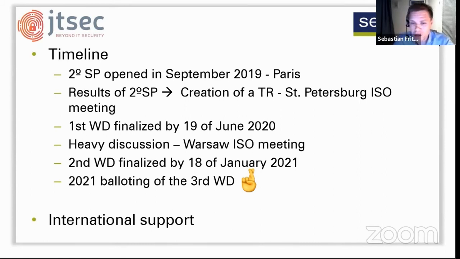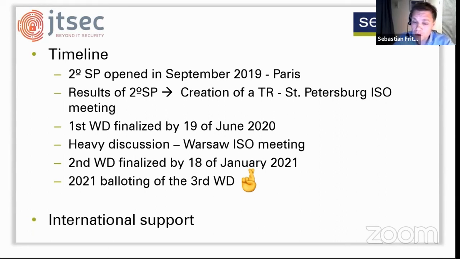Warsaw ISO meeting a few months ago, we had heavy discussions on concepts that are at the moment not that harmonized. But I think we had good conclusions, and now we have a clear view on what should be in this TR and what not. At the moment, we have an extended group of editors, and we are working on the second working draft. This will be distributed in January, the beginning of next year.